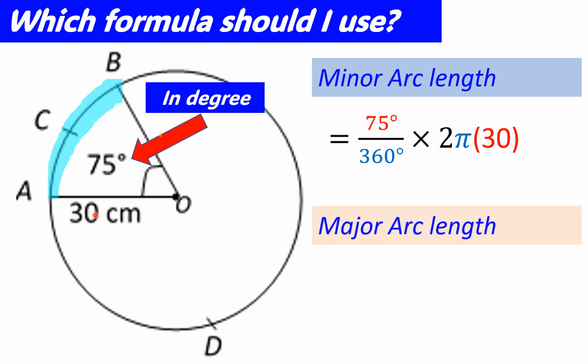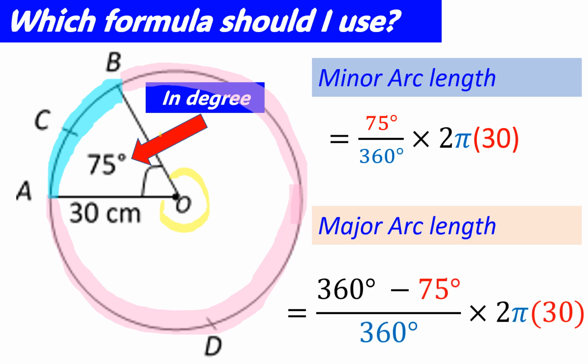If I would like to find the major arc length, which is the bigger arc, what I will need to consider is the reflex angle. So therefore, to find the reflex angle, I just simply take 360 minus 75, over 360, times 2 pi r.